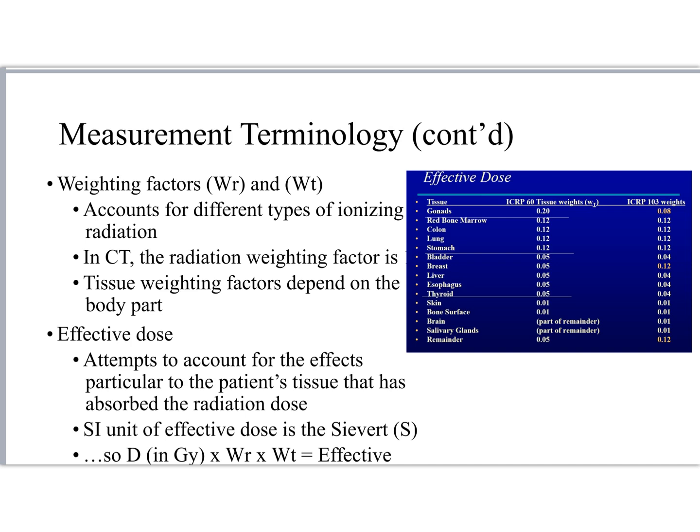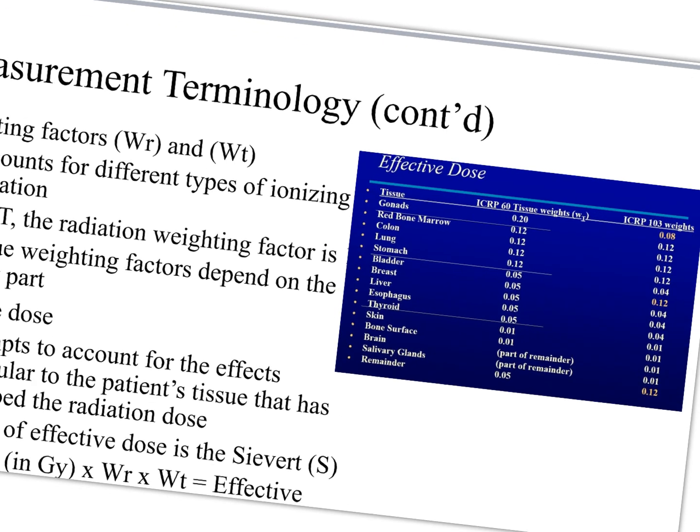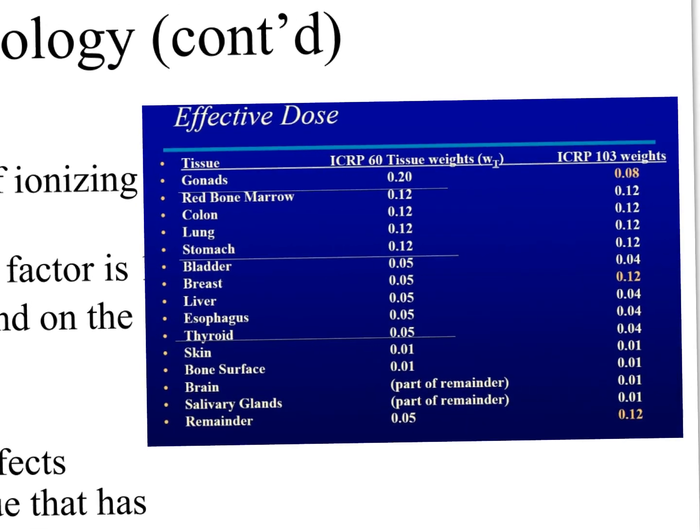Like, for example, the weighting factor for alpha particles is 20, which is weird, right? Because you have to multiply stuff times 20 when you're exposed to alpha particles. One of the reasons we don't play with alpha particles in the diagnostic imaging department. But the weighting factor sub T, the weighting factor for tissue, let me zoom in just a little bit, differs depending on what manual you're looking at and what part of the body you're talking about, because we know that different parts of the body respond to radiation dose differently.